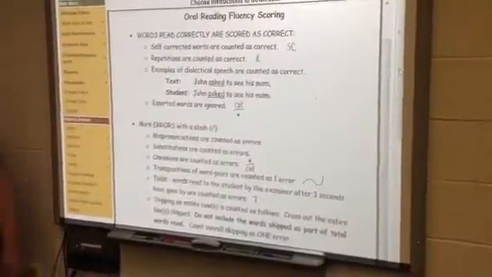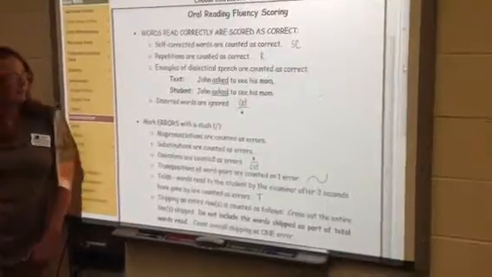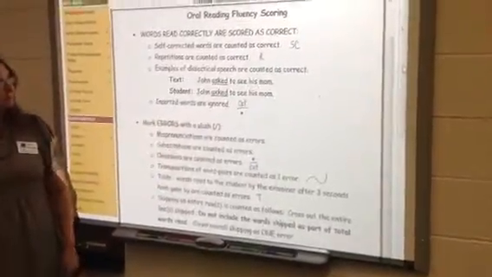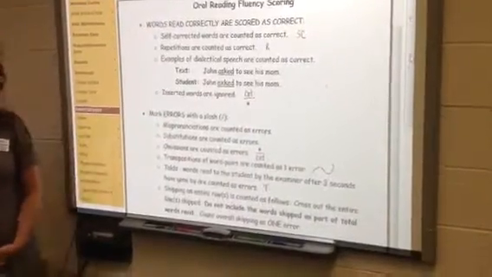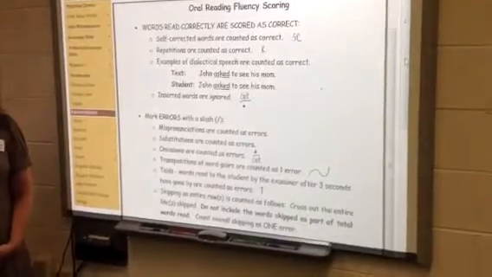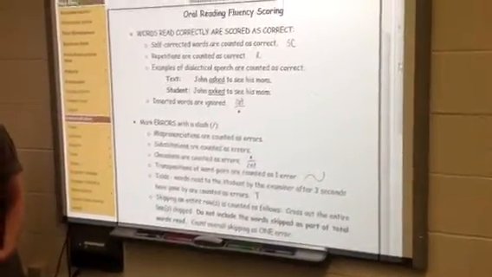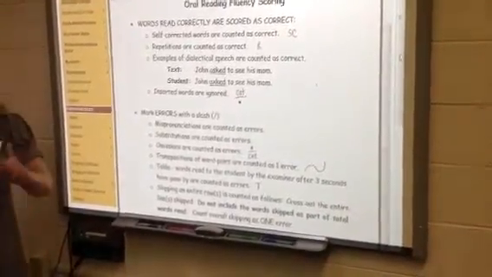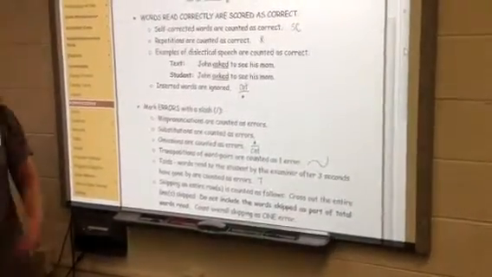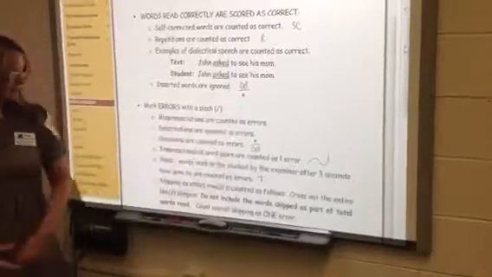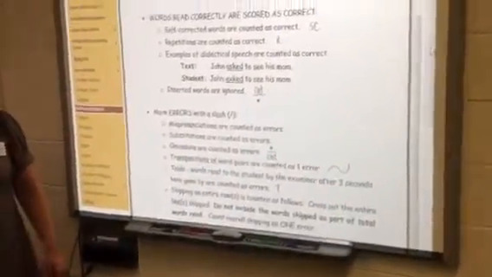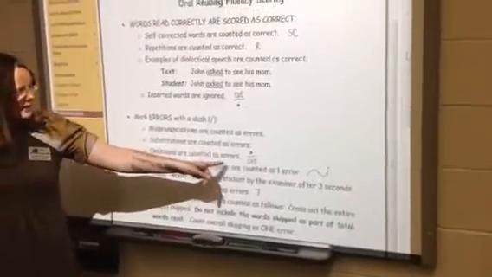The first question is, how do we mark when a student makes an error? And we mark it by making a slash. And then we practice other things. What is an error? What is not an error? For instance, if a student substitutes a word, they say the word cat and the word is rat, then that would be counted as an error. That's a substitution. Okay? If a student omits a word, you would count that as an error.